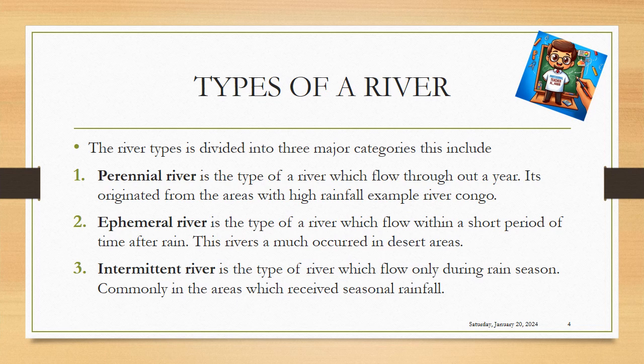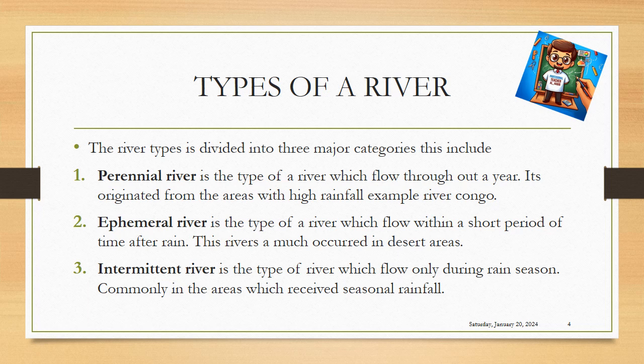Types of river. There are three main types of river according to their mode of formation, appearance and location. The formation of these three types of river highly depends on the nature of the source of the river. In brief, let's discuss them as mentioned below. The river types are divided into three major categories.